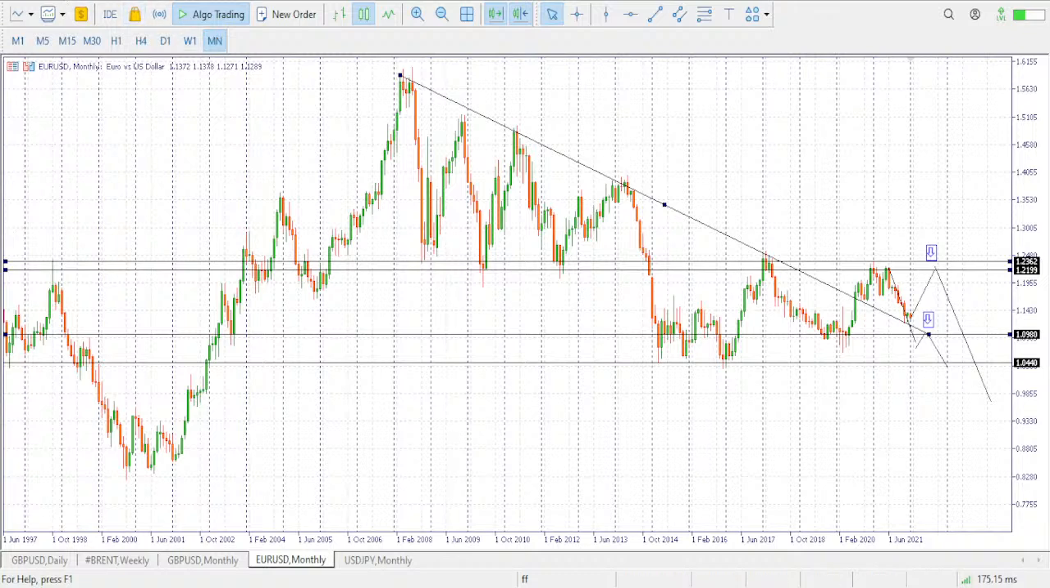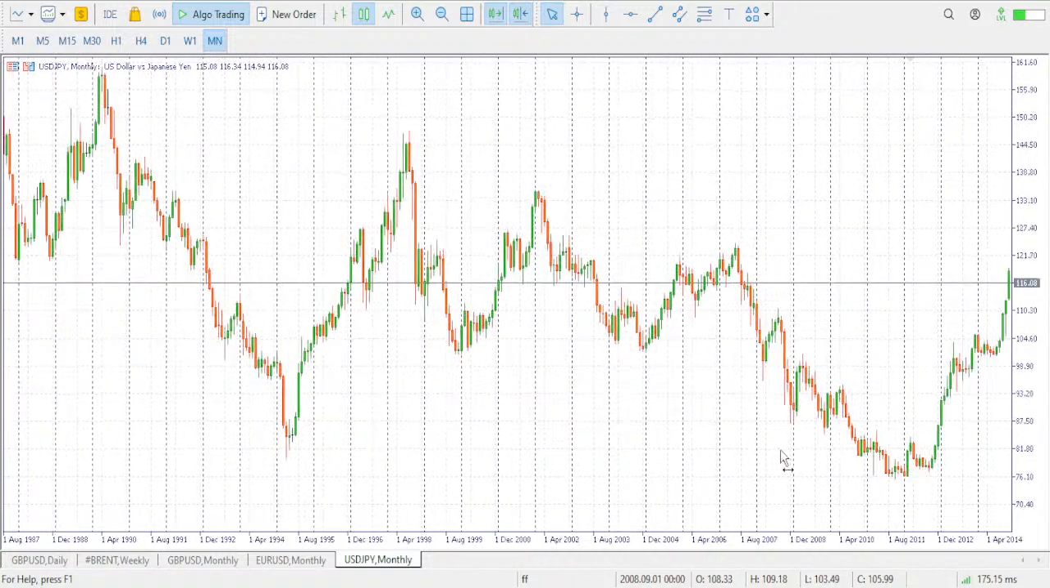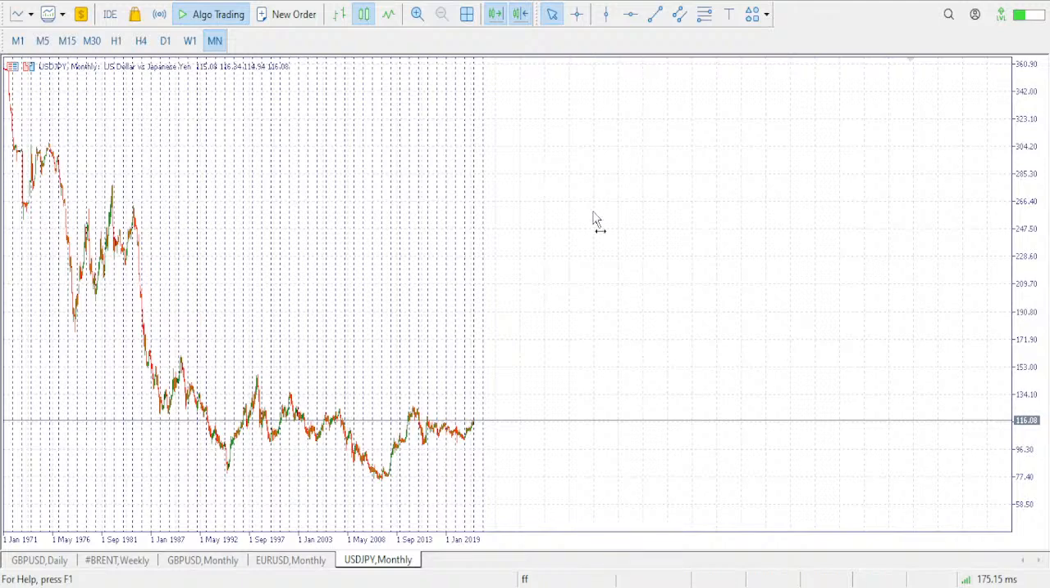The next symbol which I'd like us to look at is the US dollar Japanese yen. So on this chart, look at what has been happening for some time now. It has been losing value for some time now. This should be 1971. You can see that the price has been losing value consecutively. So this is not good news.